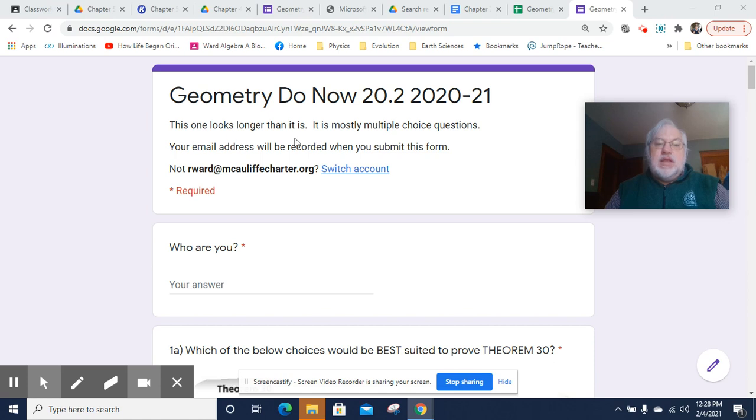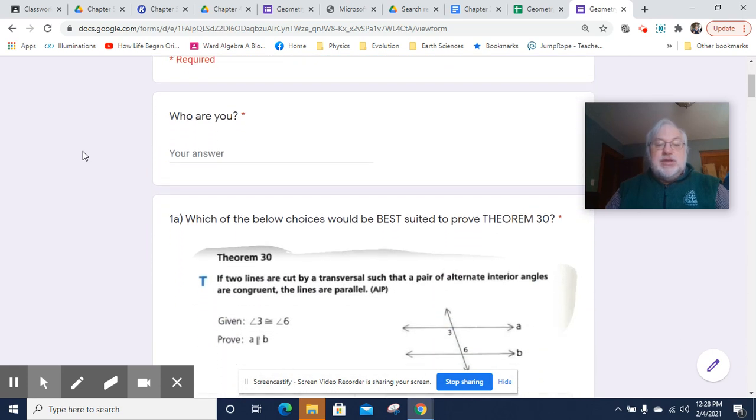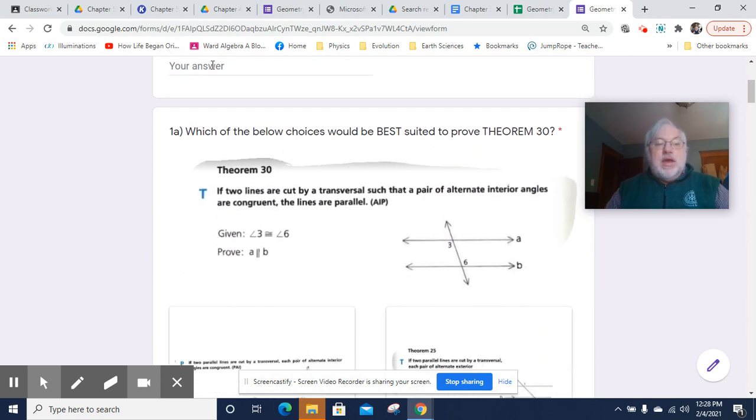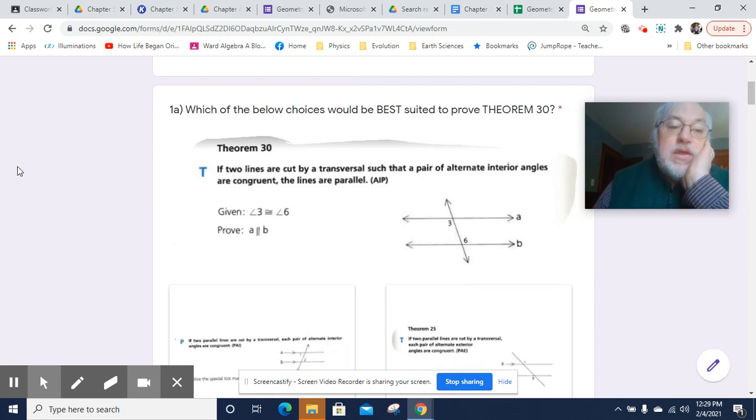Now, this looks a lot longer than it actually is. It's 4 multiple choice questions. It just takes up a lot of space because I put some images in. So, who am I? I am the key. So, here we go. Which of the below choices would be best suited to prove Theorem 30?